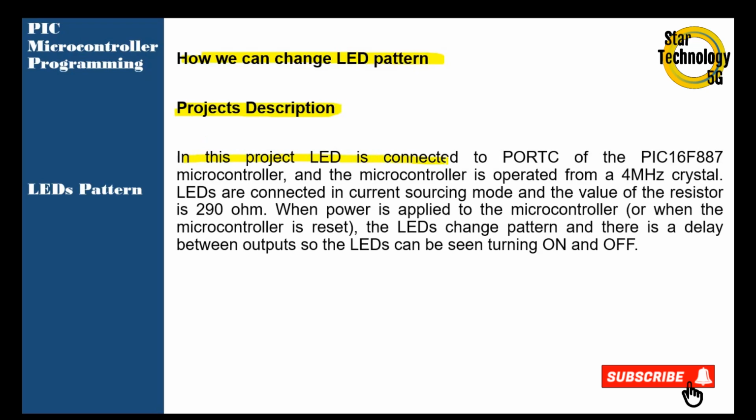In this project, LED is connected to the port C of the PIC16F887 microcontroller, and the microcontroller is operated from a 4 MHz crystal. LEDs are connected in a current sourcing mode, and the value of the resistor is 290 ohm. When power is applied to the microcontroller or when the microcontroller is reset, the LED changes pattern and there is a delay between the output, so the LED can be seen turning on and off.